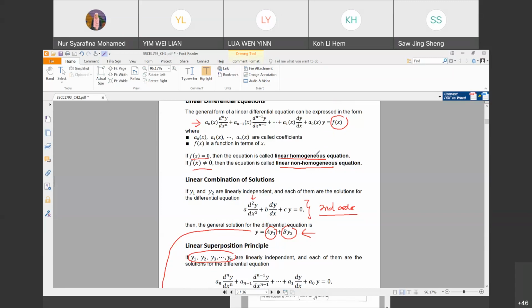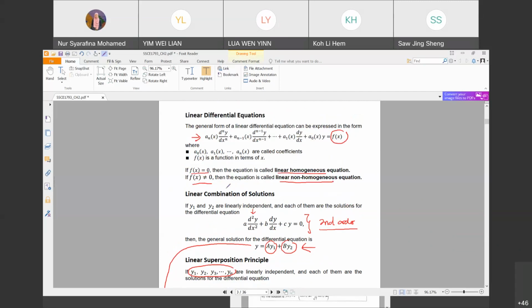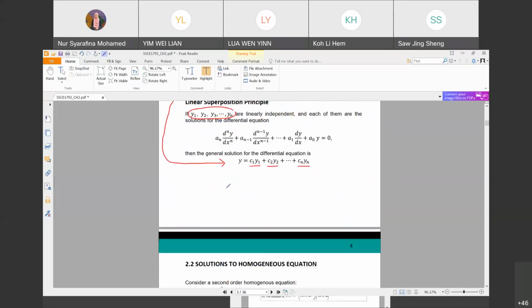For linear homogeneous, on your right hand side, your function is 0. And for linear non-homogeneous, your right hand side function is not equal to 0. Means there is a function in terms of a constant, linear, quadratic, trigonometric, and so on. Okay, so those are the basic terminologies of the second order differential equation. All right, any question?